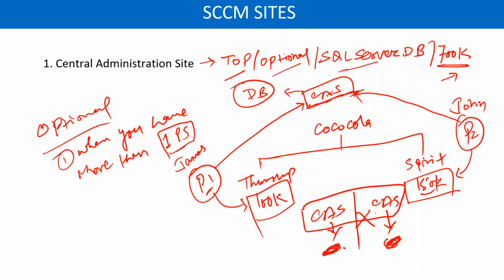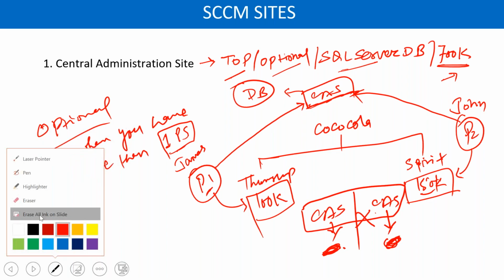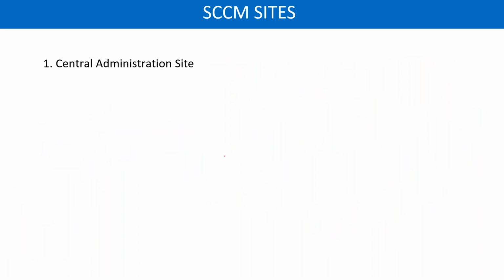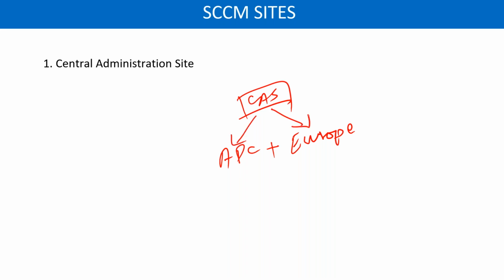Only one central point, which can manage all those primary sites. So central will be one, and then you will have primary sites, but multiple primary sites. Sometimes, let's say you want to manage two different continents, APAC plus Europe, using a CAS. This CAS will be managing devices in these two regions.